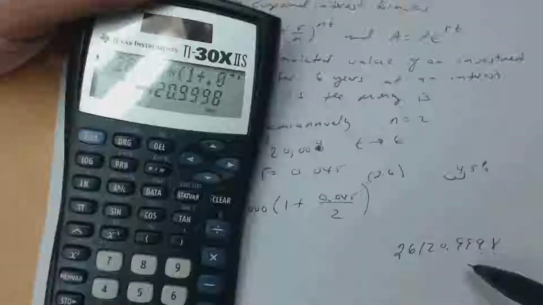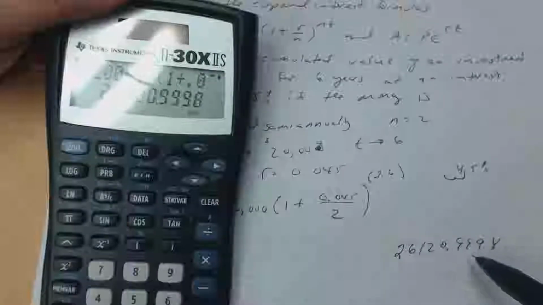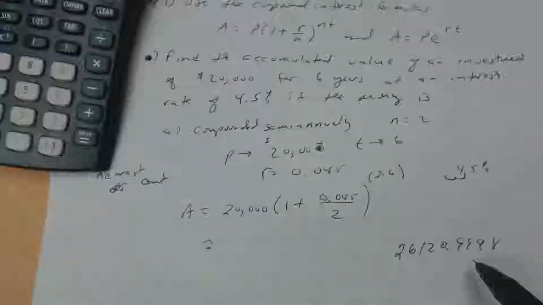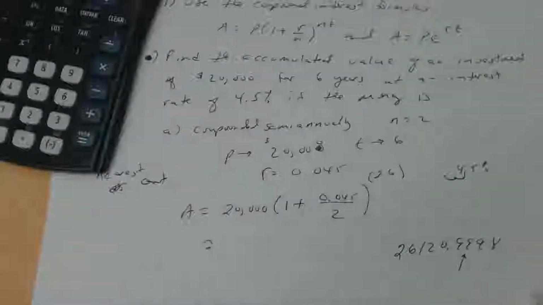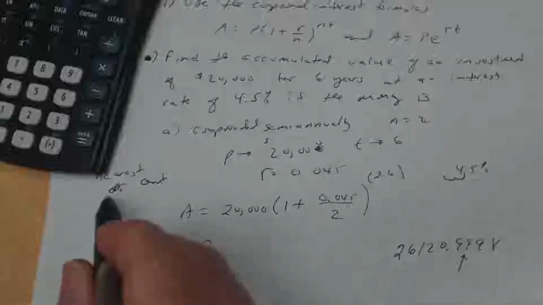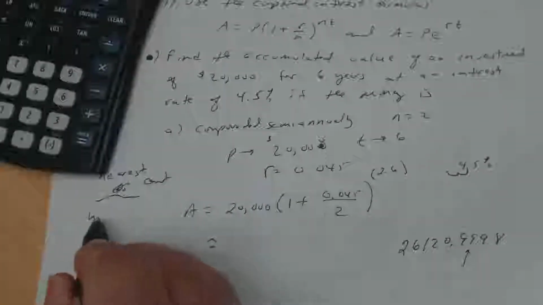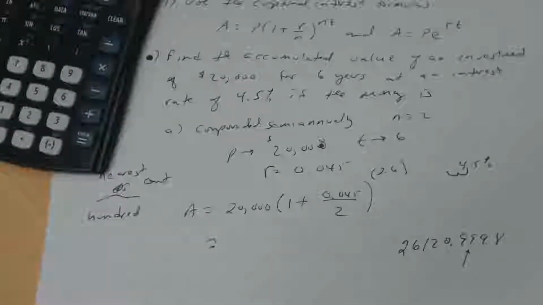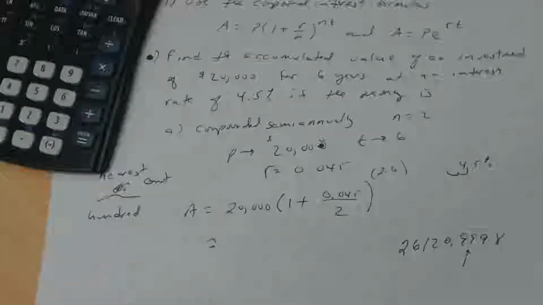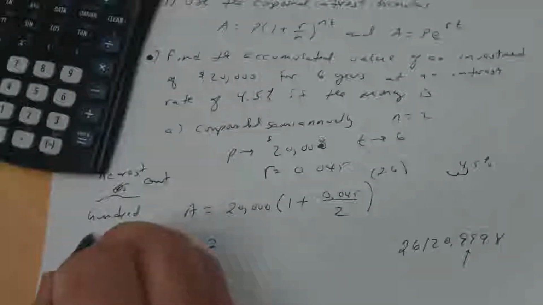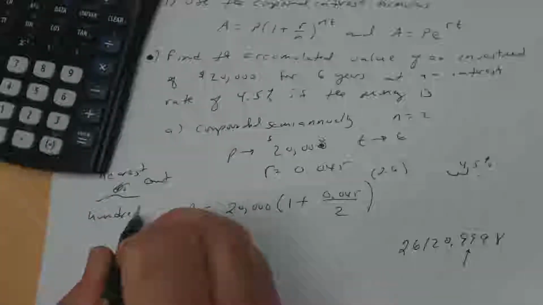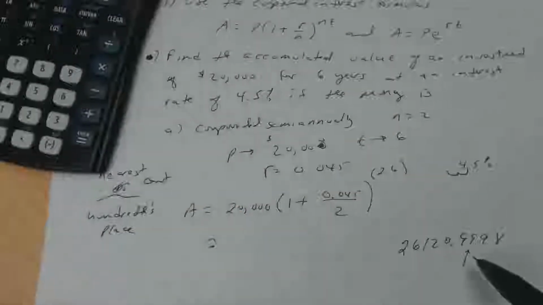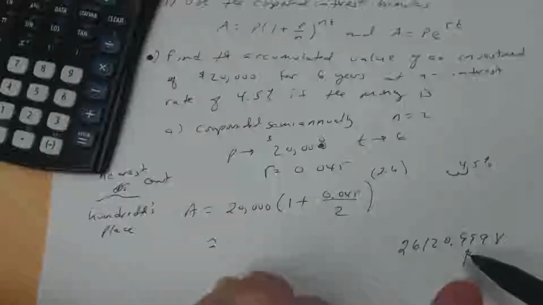26120.9998. That's going to be a little bit more difficult to talk about in terms of nearest cent, but we're going to have to deal with it. To the nearest cent means the hundredths place, like you're dealing with your own money: $5.46, $2.89. That's what we're talking about. So that's the hundredths place, and that's going to be the nearest cent.